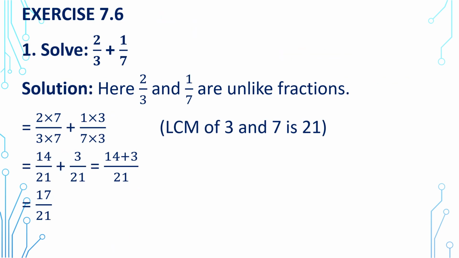Now student, let's go ahead with exercise 7.6. Solve 2 by 3 plus 1 by 7. Here 2 by 3 and 1 by 7 are unlike fractions. So make the denominators equal by finding their LCM, and the LCM is 21. So 2 by 3 we multiply by 7 and the answer is 14 by 21, and 1 by 7 we multiply by 3 and the answer is 3 by 21. After adding 14 by 21 and 3 by 21, the answer is 17 by 21.